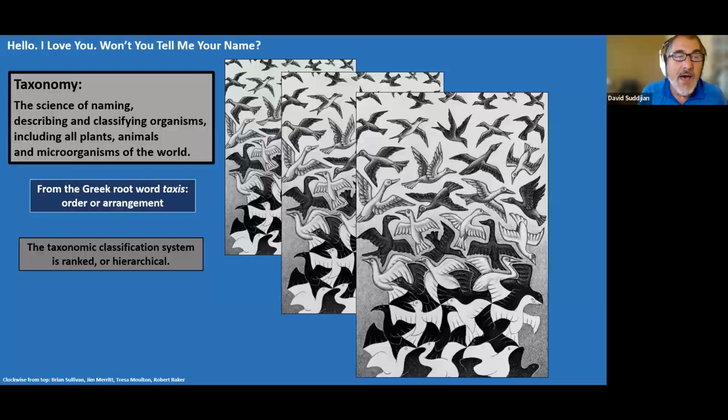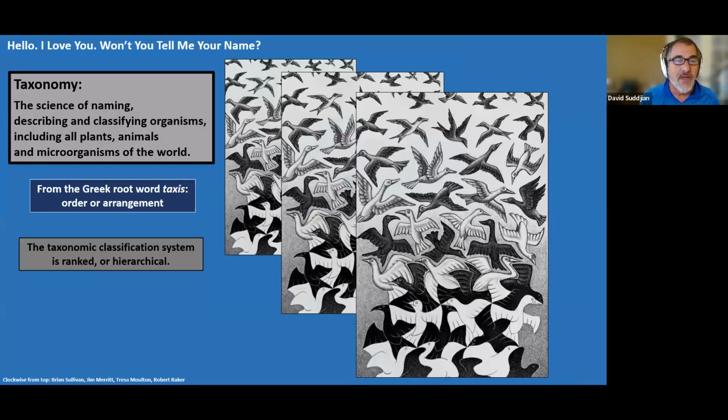So right off the bat, let's put a definition up for taxonomy. It is the science of naming, describing, and classifying organisms. And this includes all living things on planet Earth. So plants, animals, and microorganisms, they all fit into a classification scheme, and we give names to all of them. Well, we haven't named all of them yet, but we've named quite a lot of them.